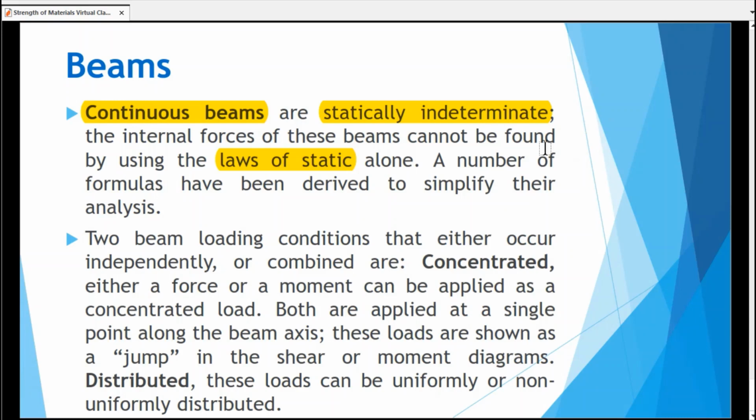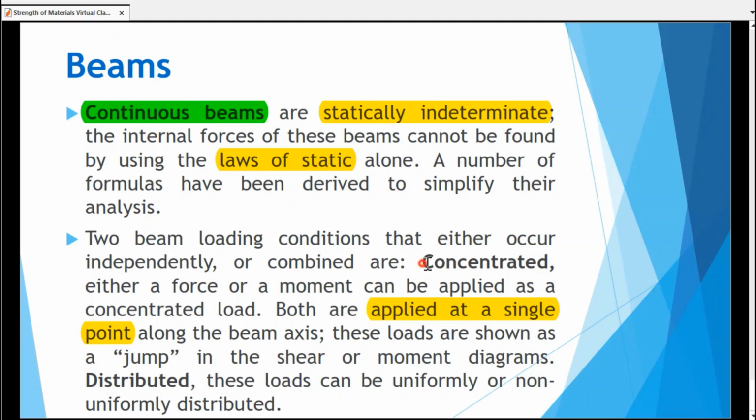Let's go back. So then we have two beam loading conditions that either occur independently or combined are concentrated. That means a single force, either a force or a moment that can be applied as a concentrated load. Both are applied at a single point. This is important. Applied at a single point. That means punctually, right? Only one specific region along the beam axis. These loads are shown as a jump in the shear or moment diagrams.